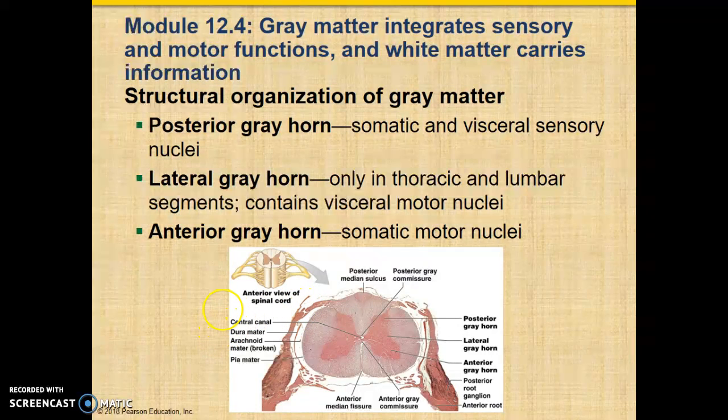Keep in mind also that here we see an anterior median fissure. So when you notice this deep fissure here, that is the anterior portion of the spinal cord. And this makes a huge difference because the anterior portion of the spinal cord carries the motor information, and the dorsal or posterior portion carries the sensory information. You'll also notice here in the center of the butterfly is a central canal that carries cerebral spinal fluid.